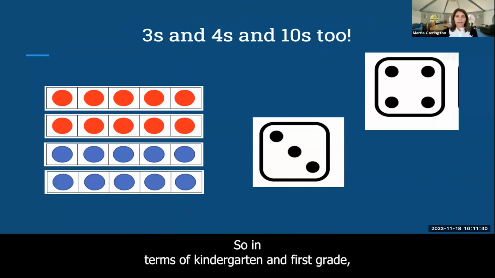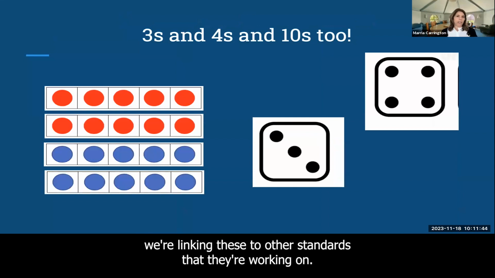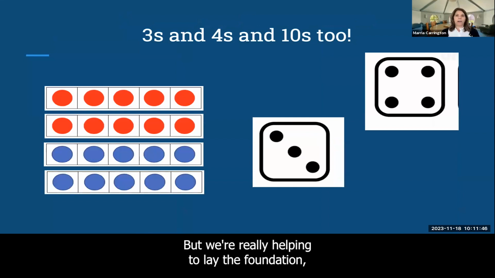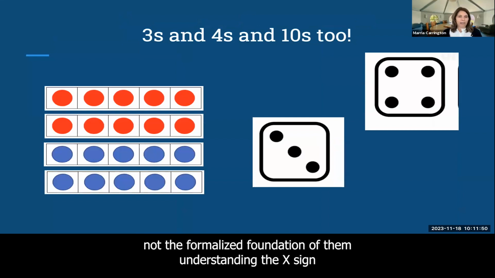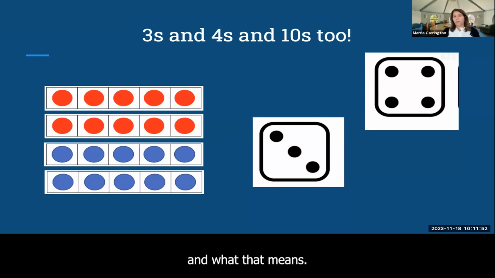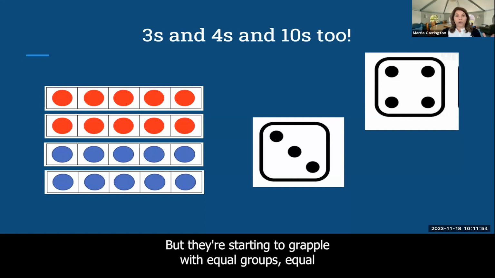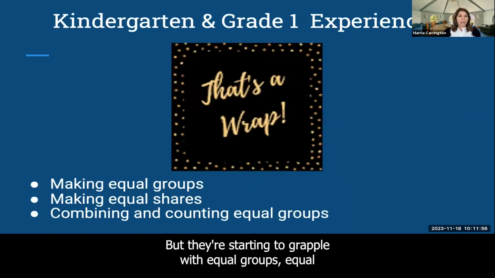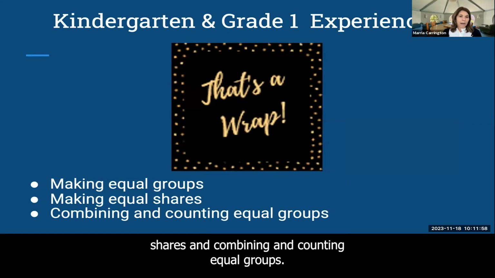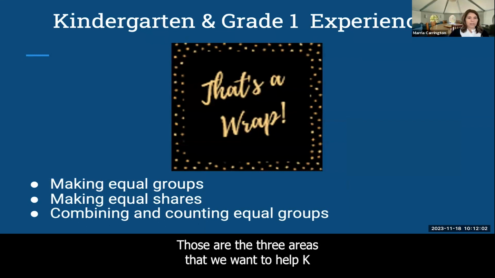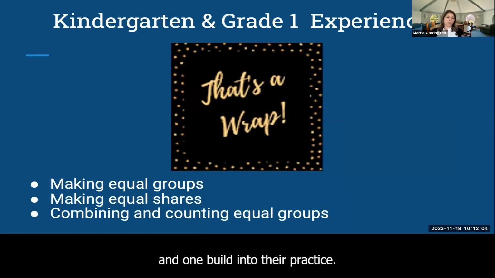So in terms of kindergarten and first grade, we're linking these to other standards that they're working on, but we're really helping to lay the foundation, not the formalized foundation of them understanding the X sign and what that means, but they're starting to grapple with equal groups, equal shares, and combining and counting equal groups. Those are the 3 areas that we want to help K-1 build into their practice.